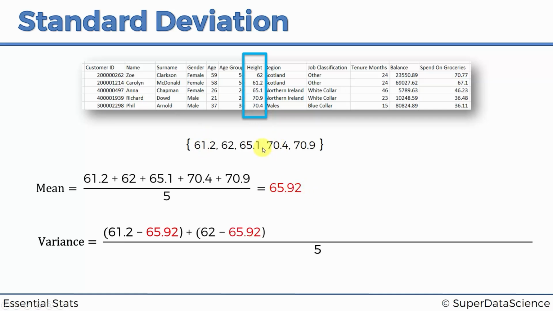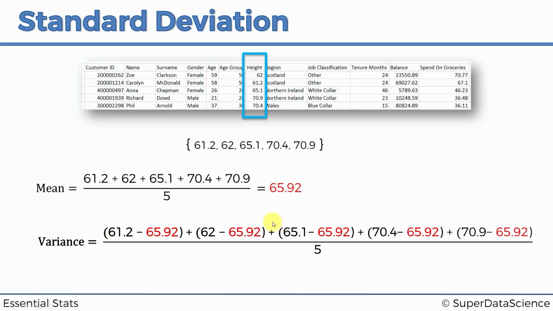Next one, let's add 62 minus 65.92. So again, we're asking, okay, this is the mean here, sitting somewhere in between these two. How far away is this value from the mean? Okay, that's how far away. We add this one. How far away? That's how far. Add this one, how far away? And add this one, how far away? Okay, that's really cool. But if we add them up, the problem is it'll always add to 0.